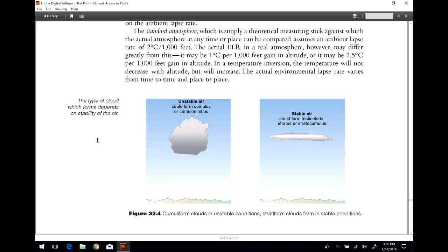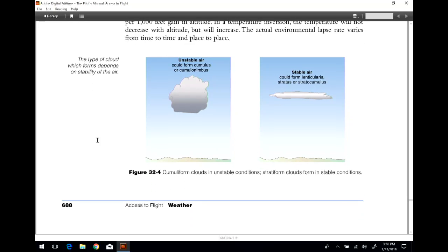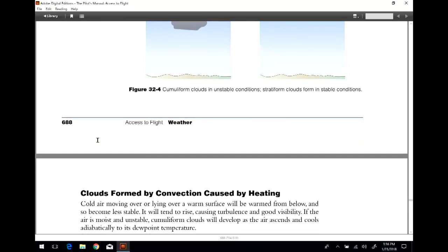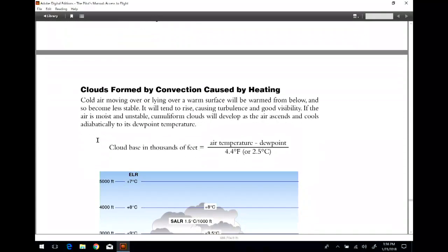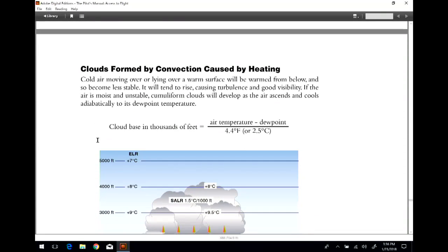You still have air masses that are moving in the same direction, but they are moving pretty doggone quickly. So the thing you have to be aware of is what is out there forming these clouds. With standing lenticulars, it's high wind. We'll talk about how those form in a little bit. Yeah, 4.4 is about 2.5 degrees Celsius.